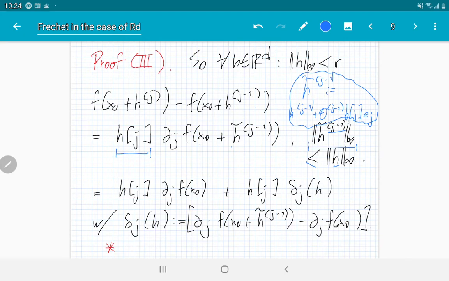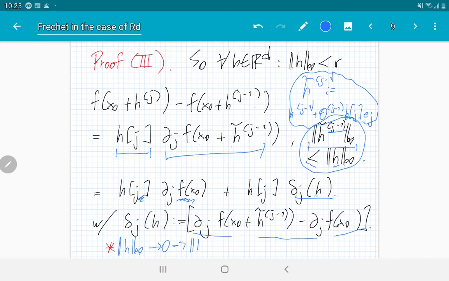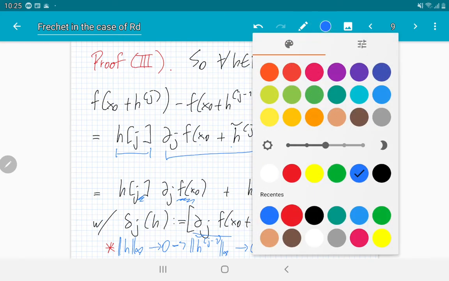So this is going to be crucial, right? The fact that we have this is crucial, because now I'm going to write this as h's jth coordinate times the partial derivative of f at x0, and then I have the remainder term here, which is just this guy. And crucially, when h goes to 0 in infinity norm, then this h tilde j minus 1 goes to 0 as well, because remember that its norm is bounded by the norm of h, right? So that's what we argued before.